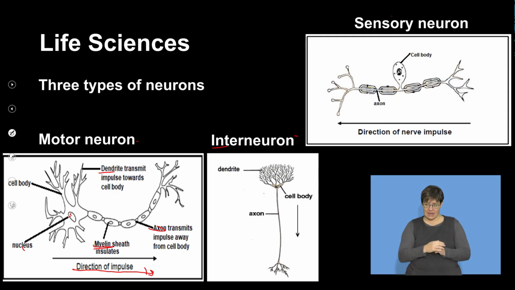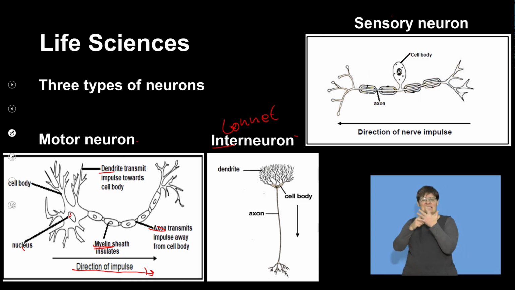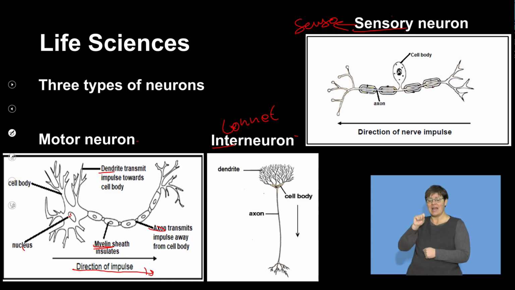Then the interneuron or the connector neuron. It's found between the motor neuron and the sensory neuron. The sensory neuron here, the word sensory, you will remember from the sense organs. So it takes the impulse to the spinal cord. Then the motor neuron here takes the impulse to the effectors. These are the three types of neurons that you need to know.